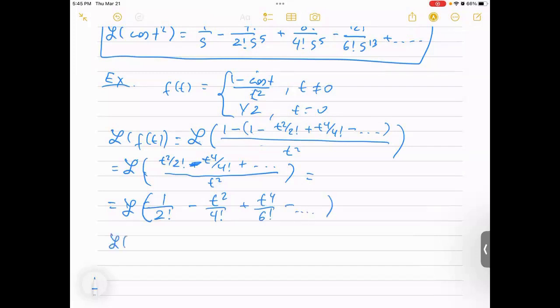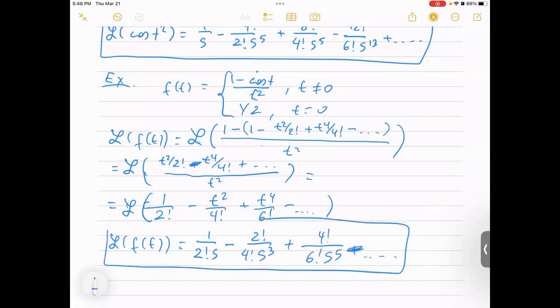So at the end, we're going to get the Laplace transform of our function equals 1 over 2 factorial s minus 4 factorial over 2 factorial s cubed plus 6 factorial over 4 factorial on top, s to the 5, minus, and so on. That's going to be our answer for this problem.